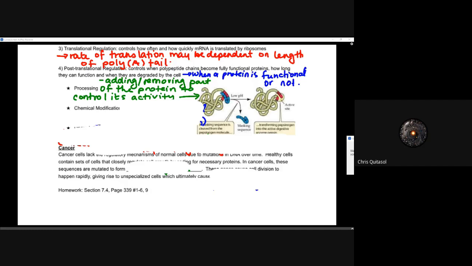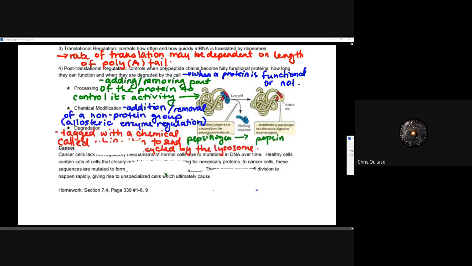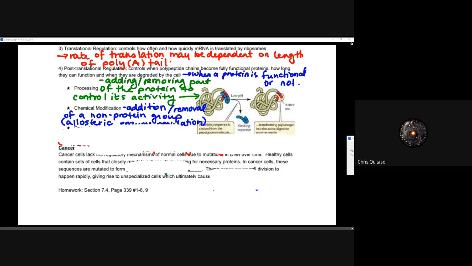So we're going to look at adding or removing parts of that protein to control its activity. That's another component to consider when we look at post-translational regulation. When the protein's not functioning, it basically gets broken down. We can add and remove parts from that protein to help control its activity. We can modify it chemically with the addition of non-protein groups, as in allosteric enzyme regulation, where additions of non-protein structures help control the way that protein works.